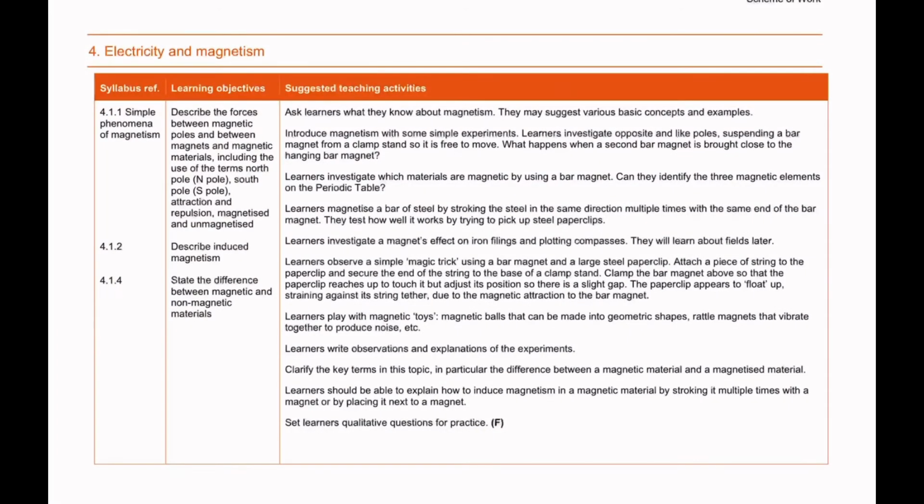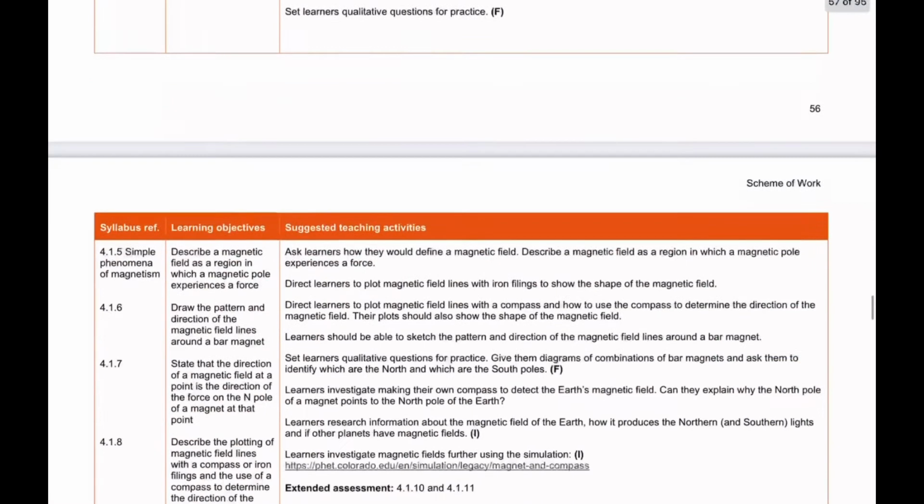Number 4. Electricity and magnetism. Key concept 4.1.1 Simple phenomena of magnetism. Learning objectives. Describe the forces between magnetic poles and between magnets and magnetic materials, including the use of the terms North Pole, N pole, South Pole, S pole, attraction and repulsion, magnetized and unmagnetized. Describe induced magnetism. State the difference between magnetic and non-magnetic materials.